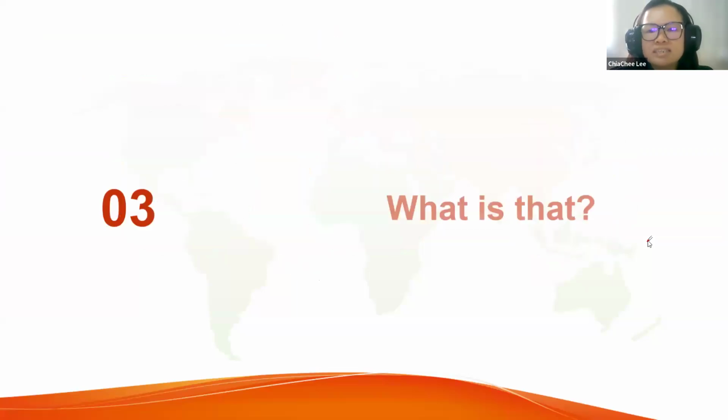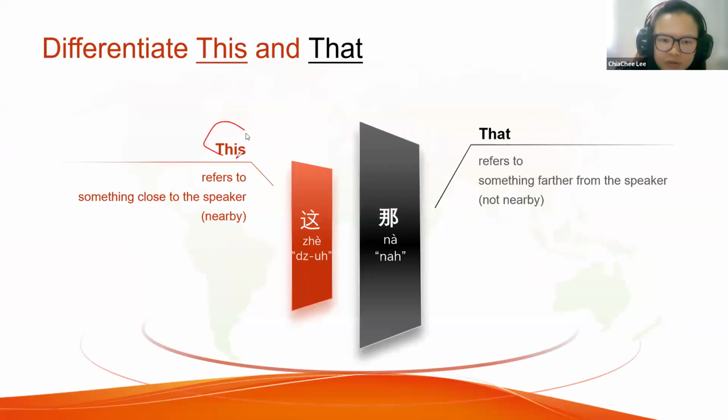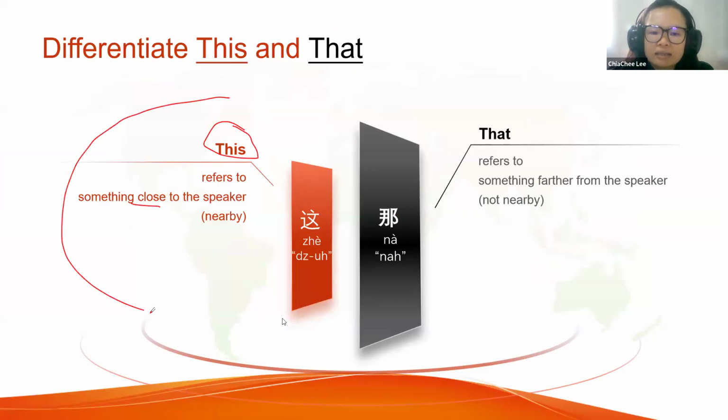What about what is that? Then we have to differentiate first. This is referred to something close to the speaker. The speaker now is me. So when those drawings are on my table, I can say 这是图纸，这是施工图纸，这是竣工图纸，这是设计图纸. All these drawings are near to me, nearby.